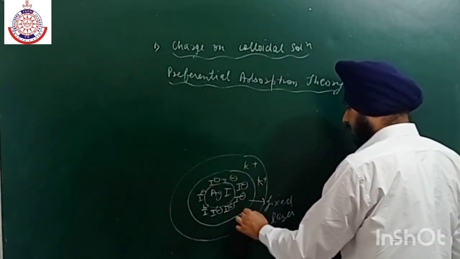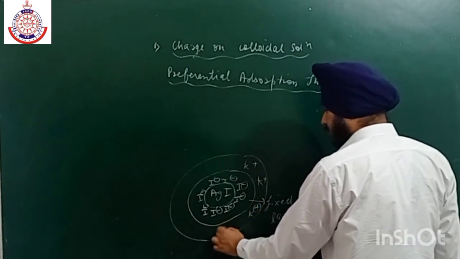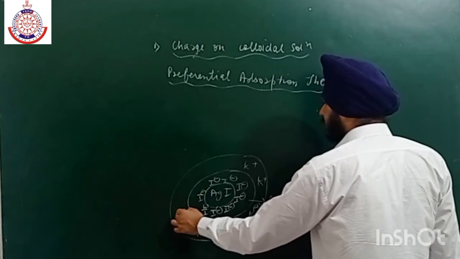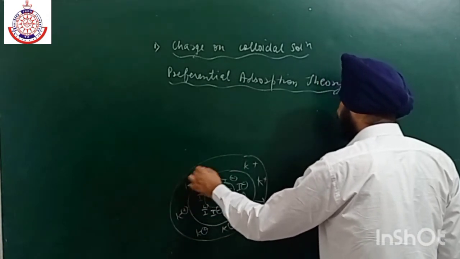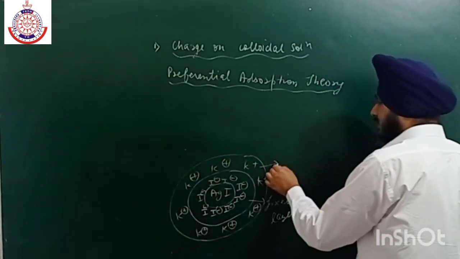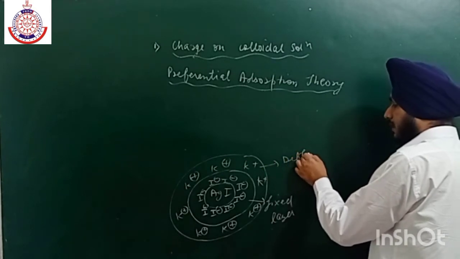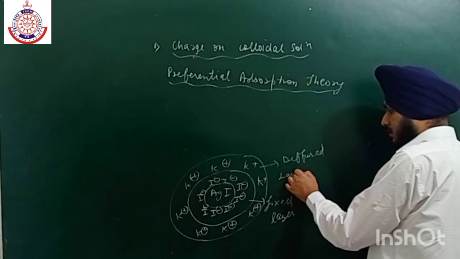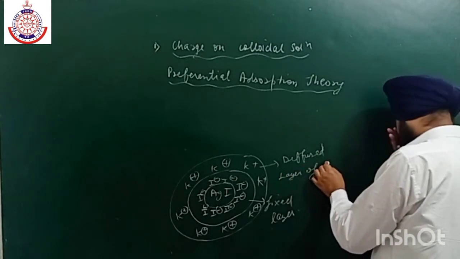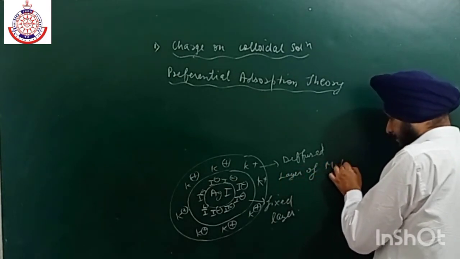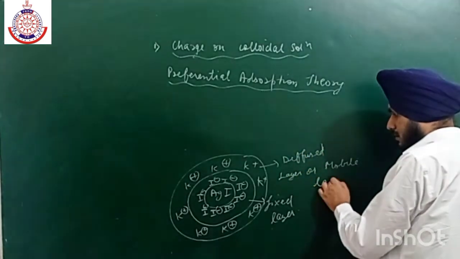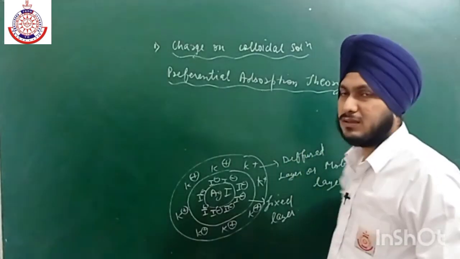This layer is known as the diffuse layer because it is mobile in nature. This K positive ion can easily move, that is why it is known as the mobile layer. So this is known as the diffuse layer or mobile layer. Okay, so this is all about the origin.